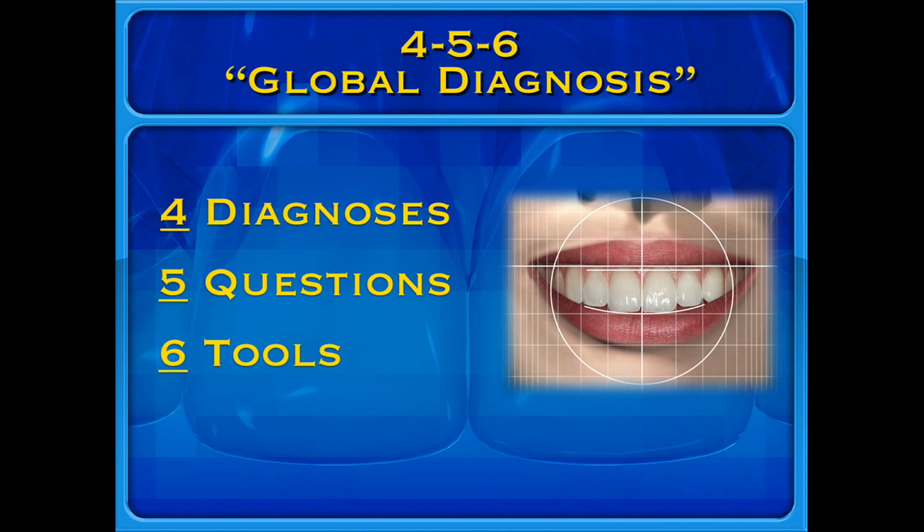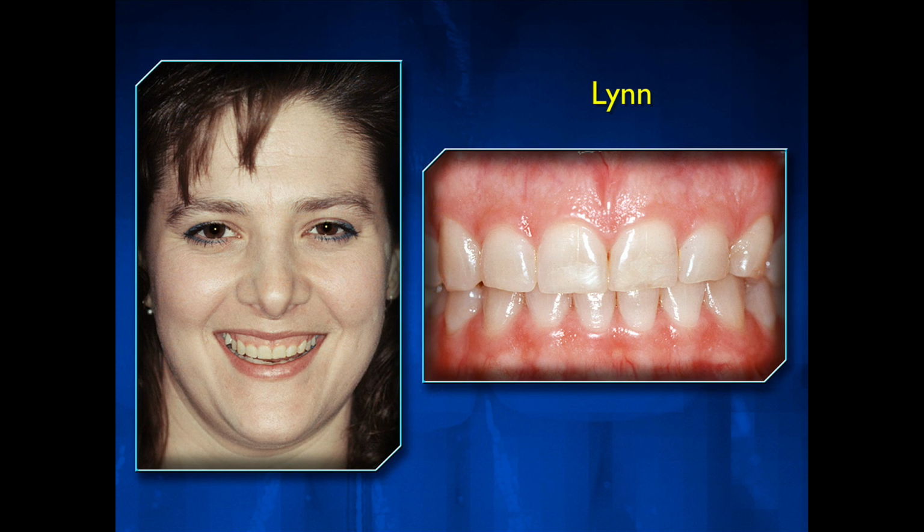So let's finish up with a patient. Let me introduce you to Lynn. Lynn's 25 years old. Her chief complaint is, I don't like my smile, I think my teeth are short, and I don't like the gum that I show. All right, so we've got several chief complaints for Lynn. So let's go through and ask and answer the 5 core questions so we can make a global diagnosis.